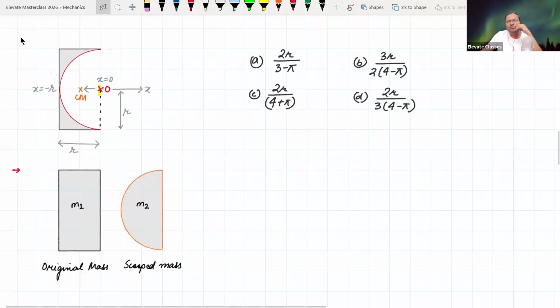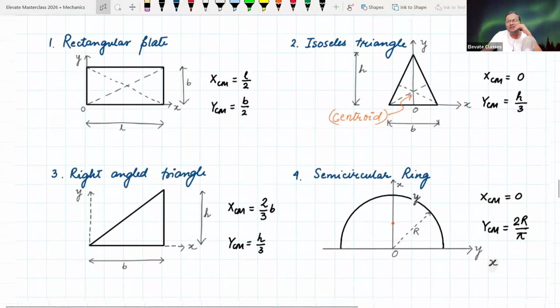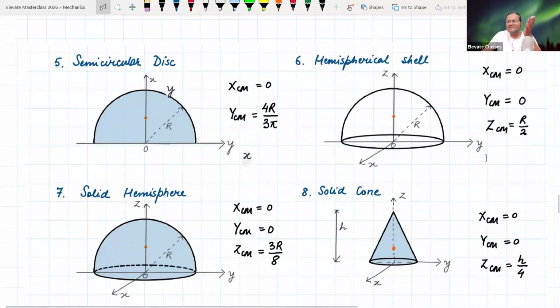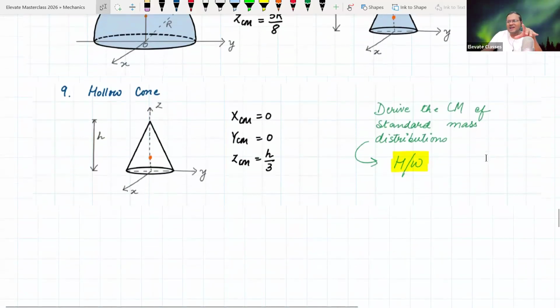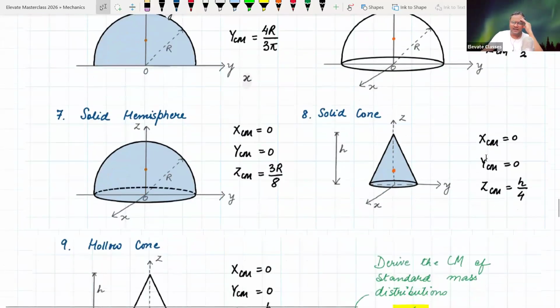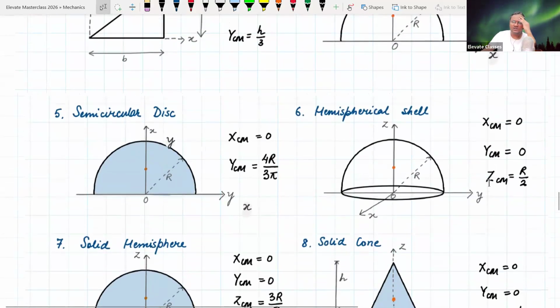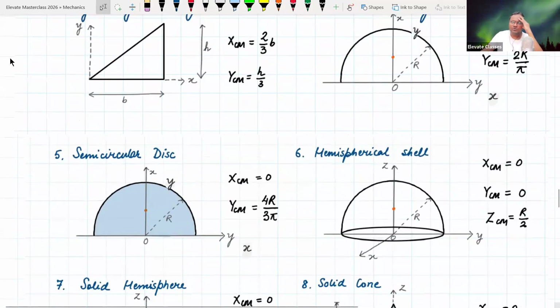But yes, try to at least keep some idea of the standard objects that I gave, for example rectangle, isosceles triangle, right angle triangle, semicircular ring, semicircular disc, hemispherical shell, solid hemisphere, solid cone, hollow cone. So these are some standard objects that I've given, and if you are interested, you will find most of their derivations in any standard mechanics textbook, and whatever formula sheets you are maintaining for your own purposes, write them down in your formula sheets. I think unless it is a very peculiar object, they will cover like 90% of the various objects possible.